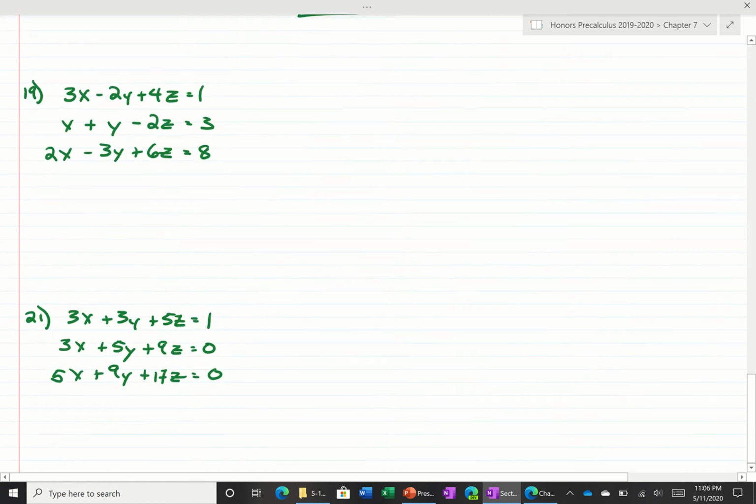For our second problem, it looks like we could easily eliminate the z's. So I'm going to multiply the bottom one by 2. We get 3x minus 2y plus 4z equals 1, and 2x plus 2y minus 4z is equal to 6. So 5x is equal to 7.